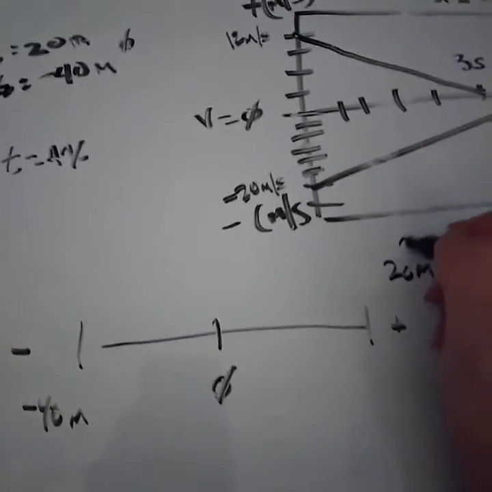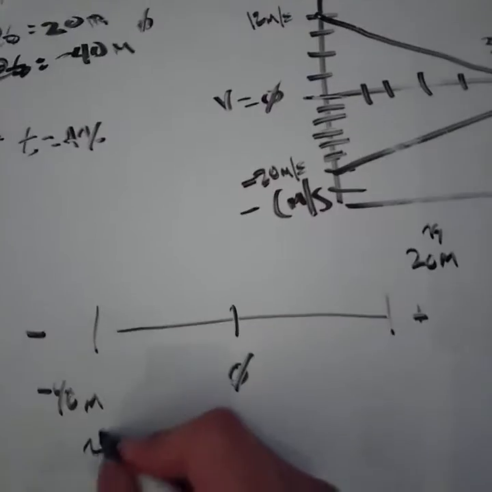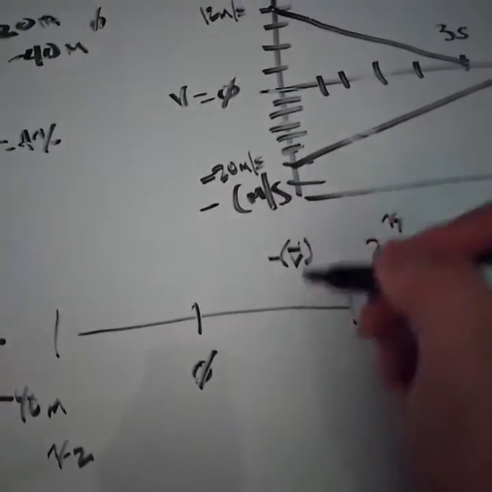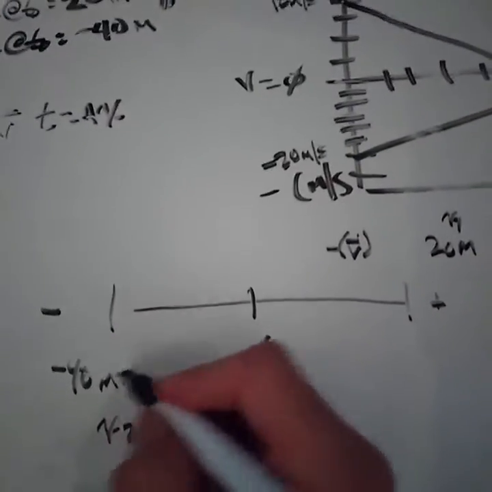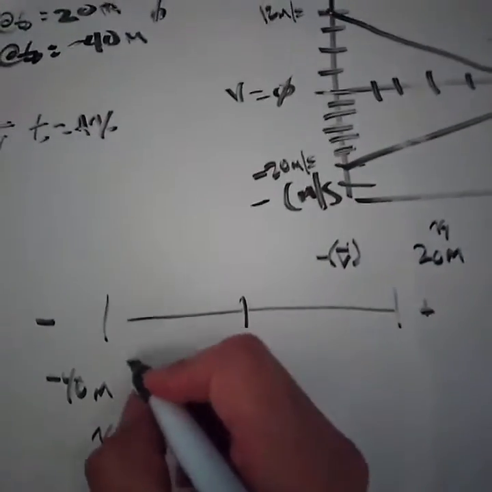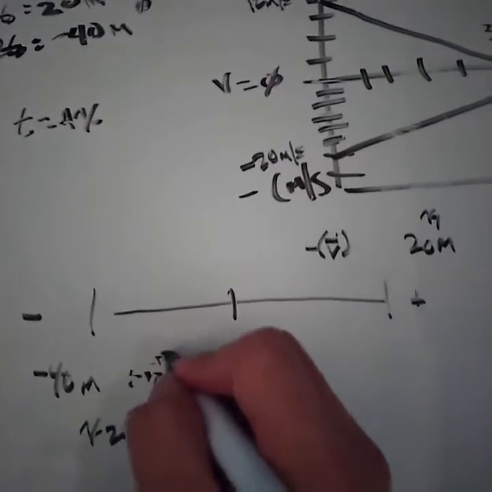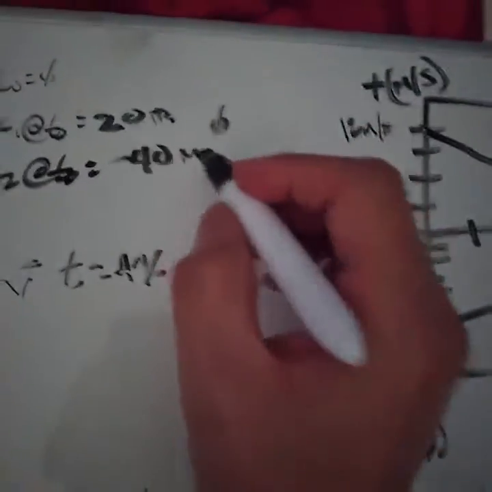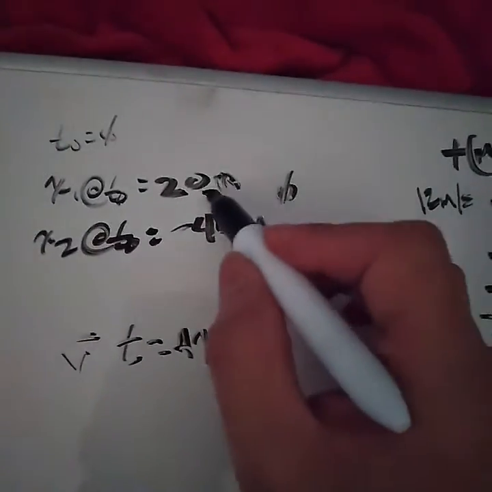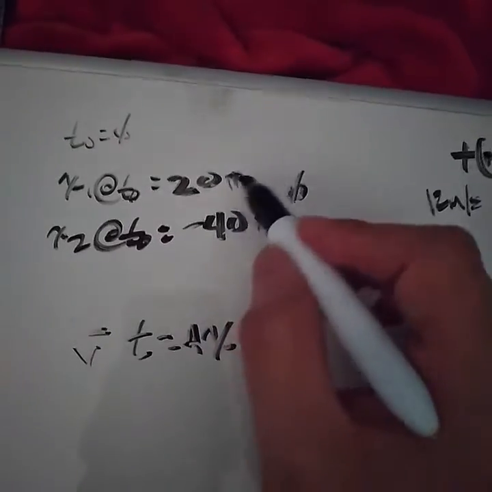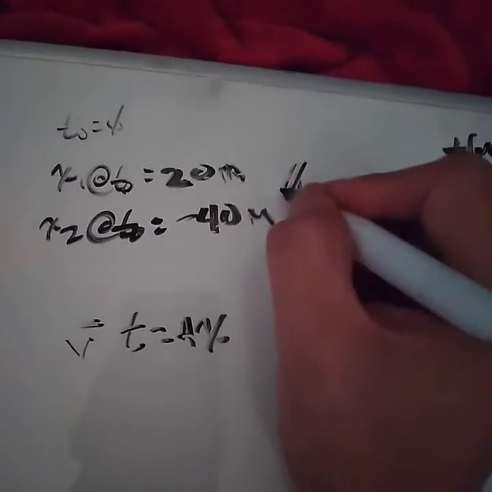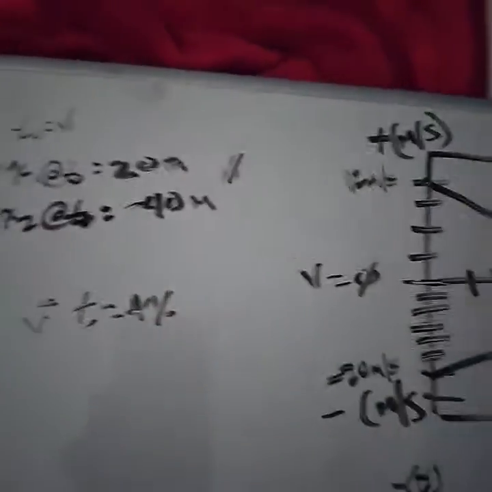In order for object 1 to approach object 2, it has to have a negative velocity. And in order for object 2 to approach object 1, it must have a positive velocity. That's the only way that they'll approach 0. Imagine this one's on the positive side, this one's on the negative side. If they're going towards each other, they're both approaching 0, so they're both approaching each other.